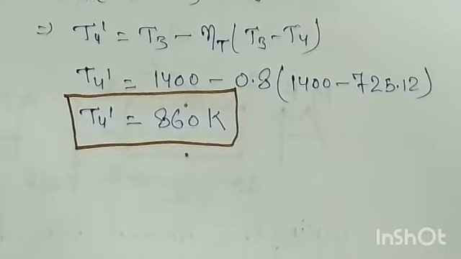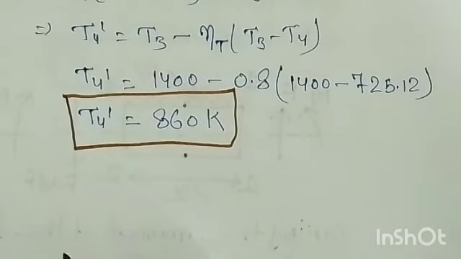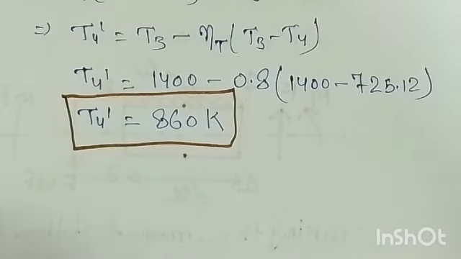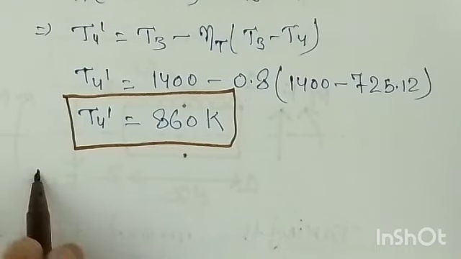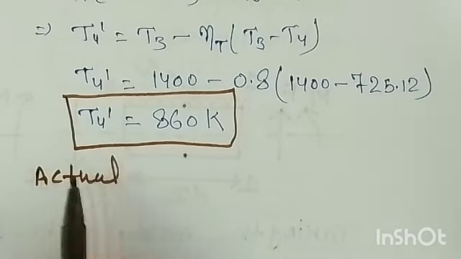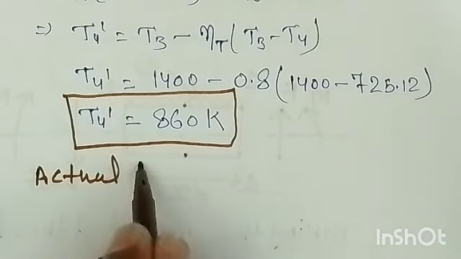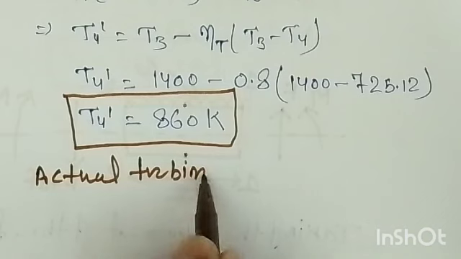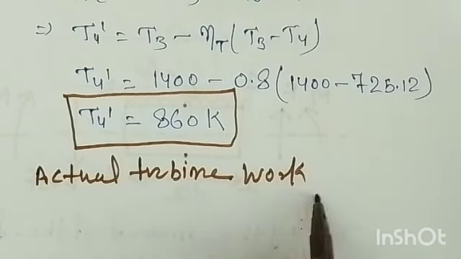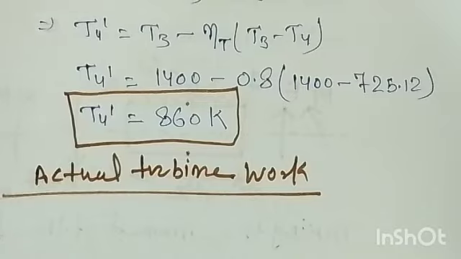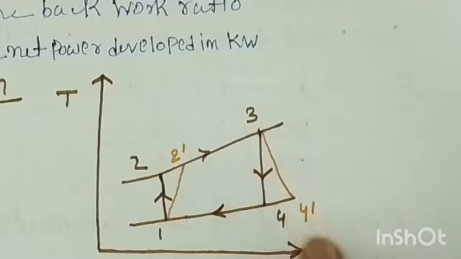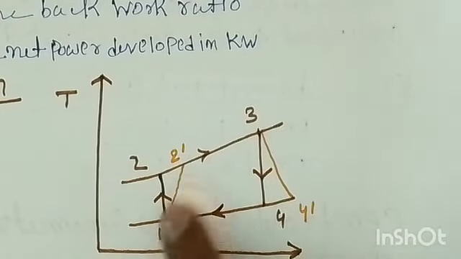For finding the thermal efficiency, you know that it is net work by heat supplied. So first we'll calculate the turbine work, compressor work and the heat supplied. First we are finding the actual turbine work. We don't use the isentropic work while finding the efficiency of the plant. The actual turbine work is T3 minus T4 dash, and the actual compressor work is T2 dash minus T1.